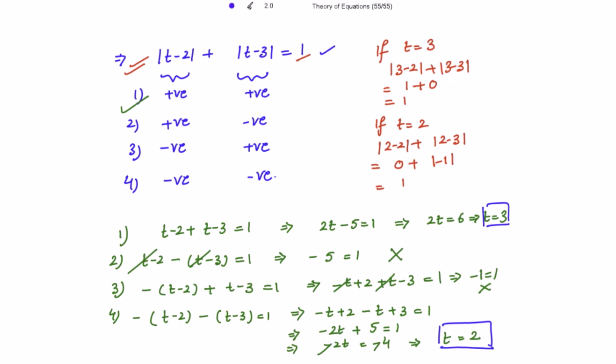But what about the fractions? So for this absolute value equation that is equal to 1, this equation is satisfied for t equal to 2 and t equal to 3. But what about the values between 2 and 3? Let's check that also. Let's take any fraction between 2 and 3. Suppose, let me take that to be 5 divided by 2. So let's check this fraction.